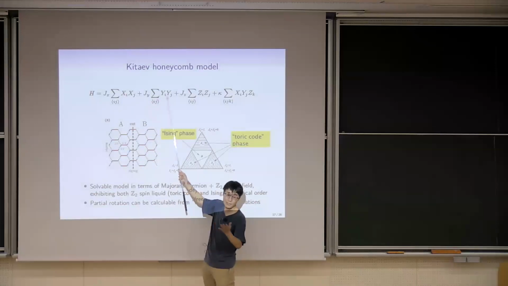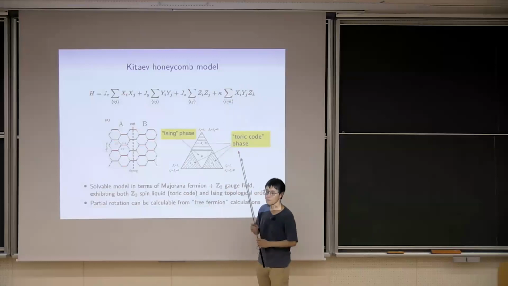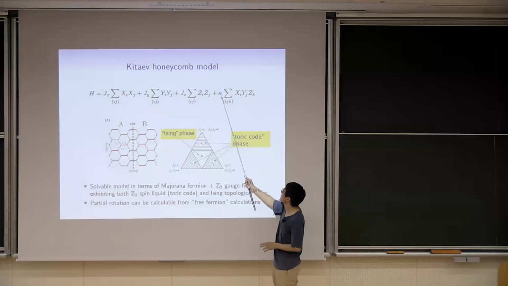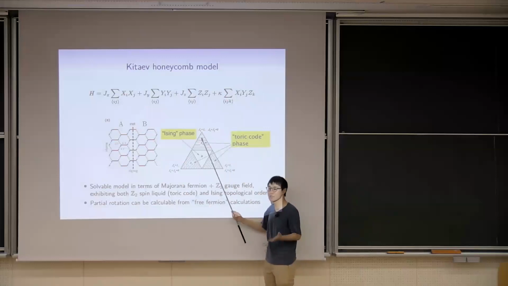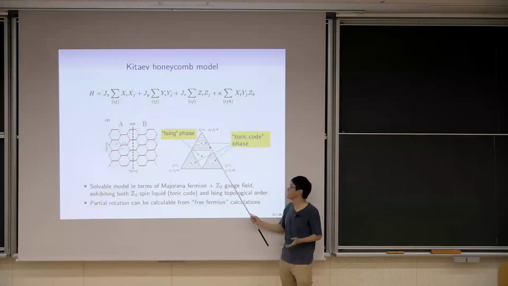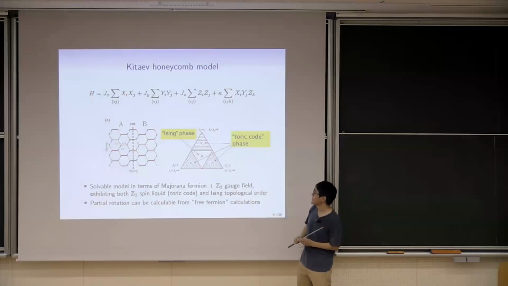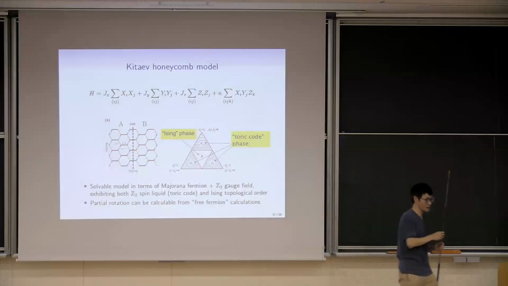X means sigma X, Y means sigma Y, Z means sigma Z. And then we add these three-spin terms. So I have a very small but finite three-spin interaction. If you look at the phase diagram of this model, it realizes two topological orders. One is the toric code, or Z2 spin liquid, or Z2 topological order, in this shaded region. But near the center of the phase diagram, I have a non-abelian phase, which is the Ising topological order. This has been around for many years already.